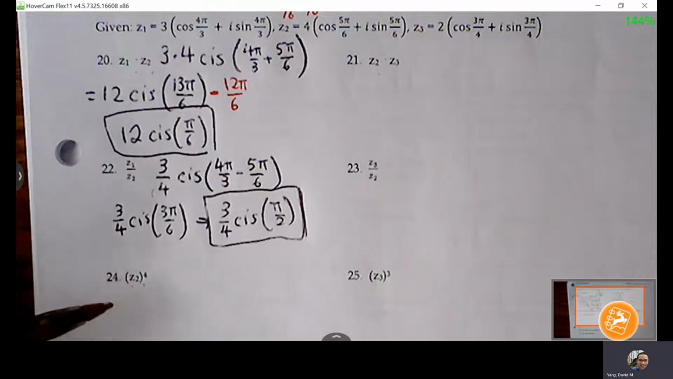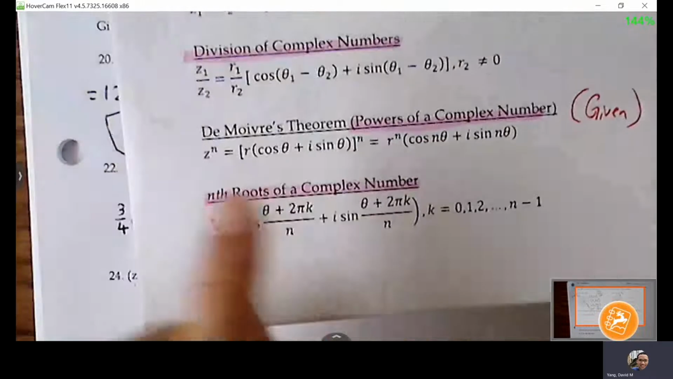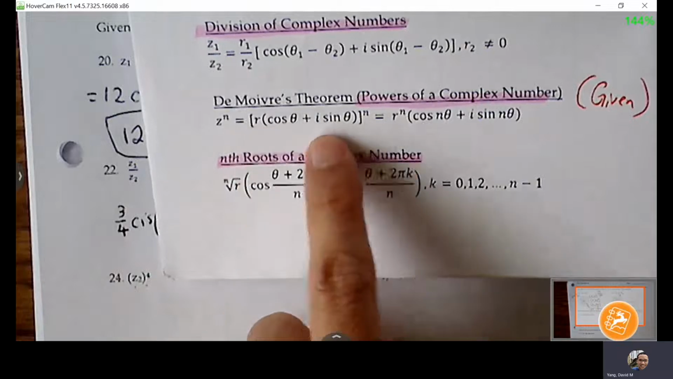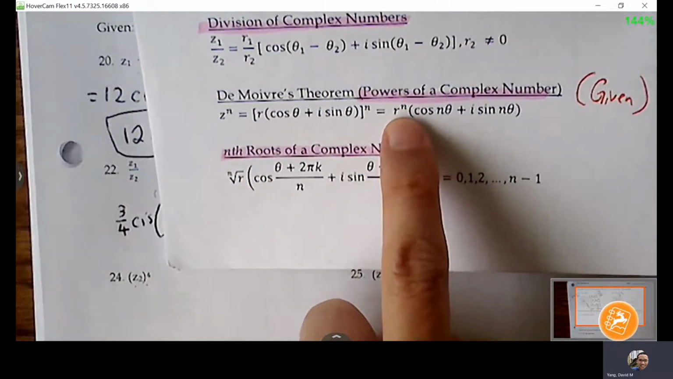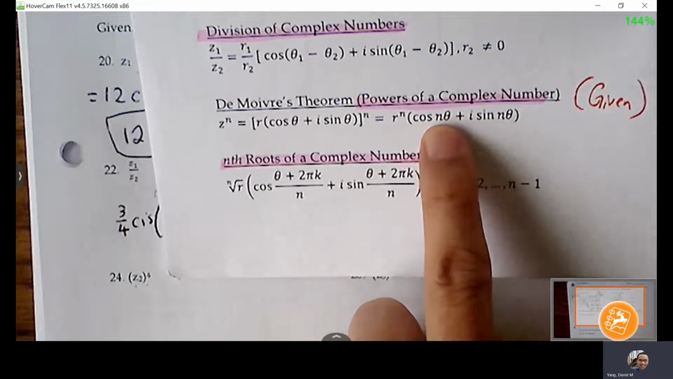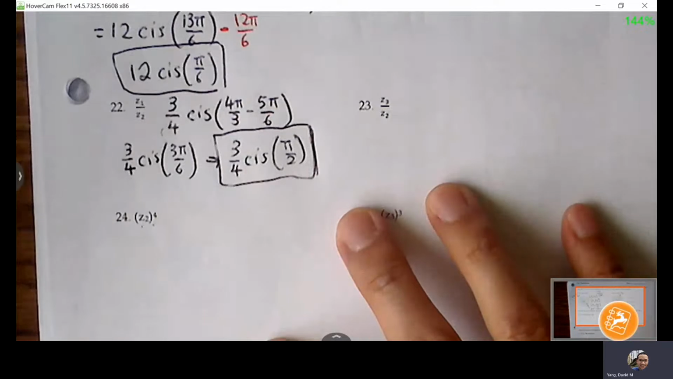So now we'll do power. Another name for power is de Moivre's theorem, but this is the one that I'll give you. This is the one on the board. You're going to raise that r to that exponent, but then you're going to multiply your n into the theta. Okay, let's try 24.